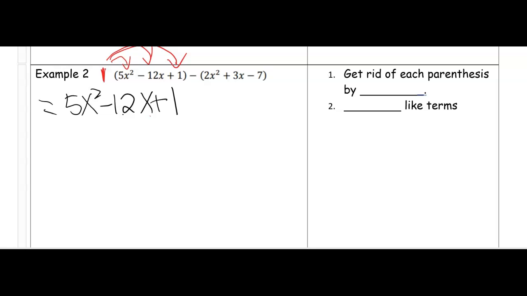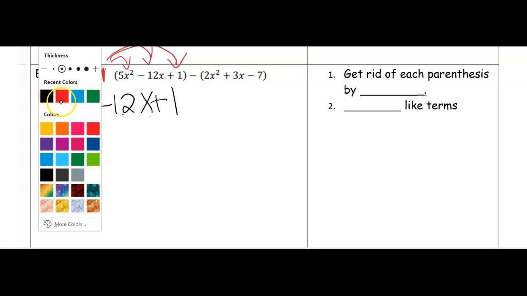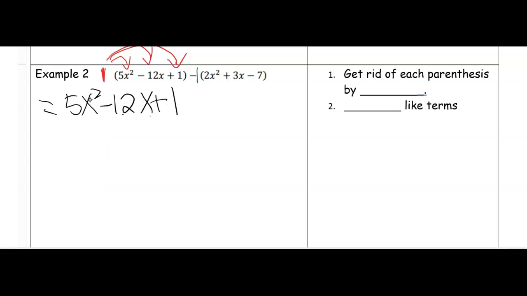And for the second parenthesis, you need to be very careful here. For the second parenthesis, you have an imaginary -1 in front. Don't forget the negative sign. Okay? And we know -1 times something, the something is going to change. So let's do the multiplication here.